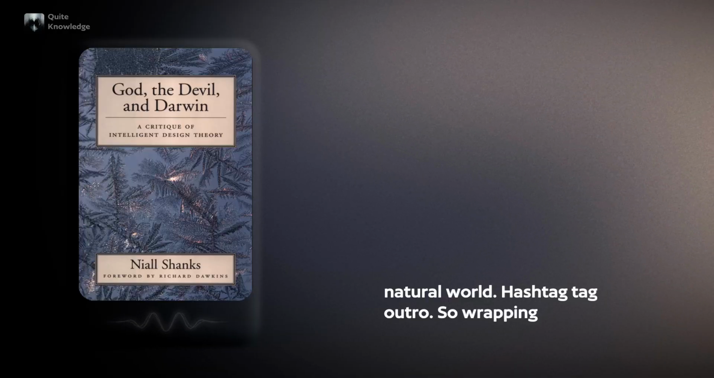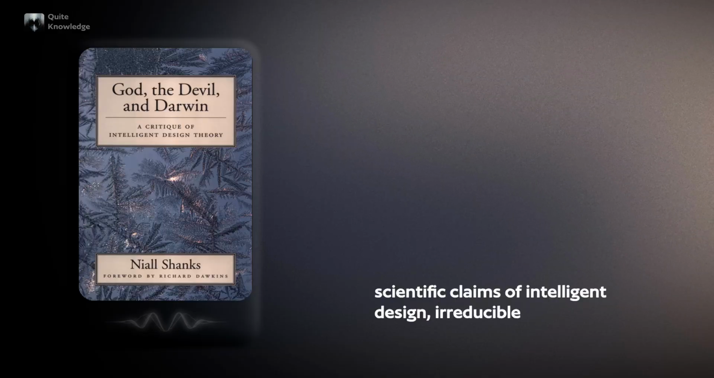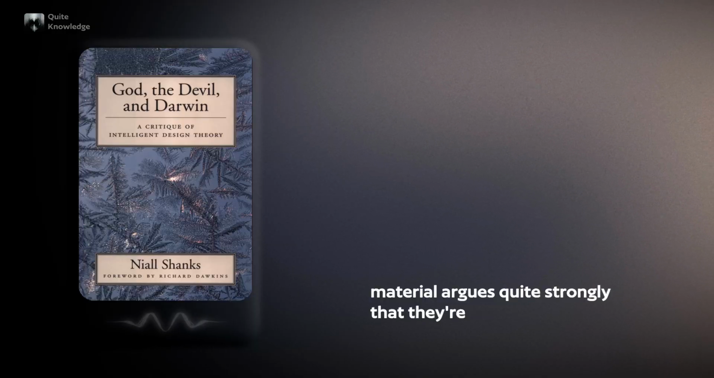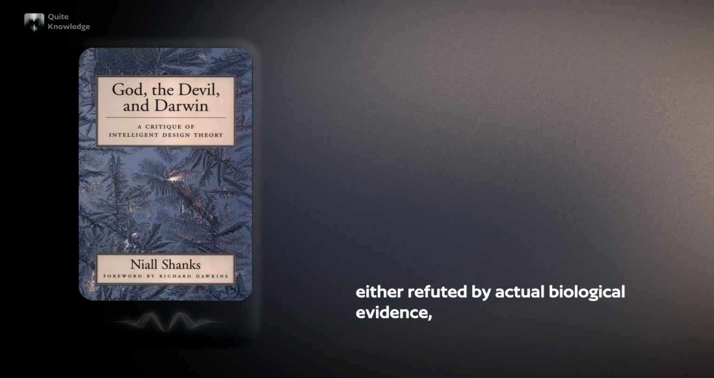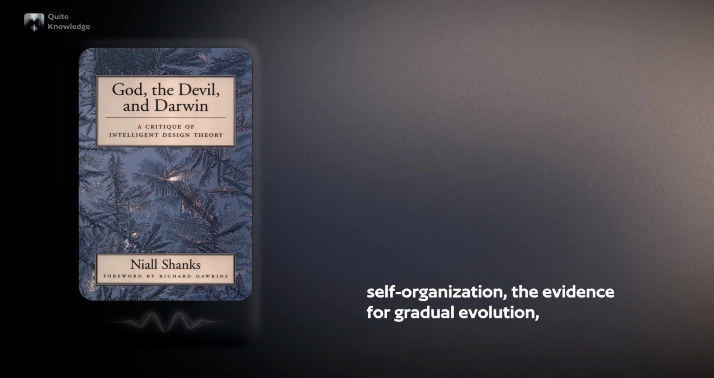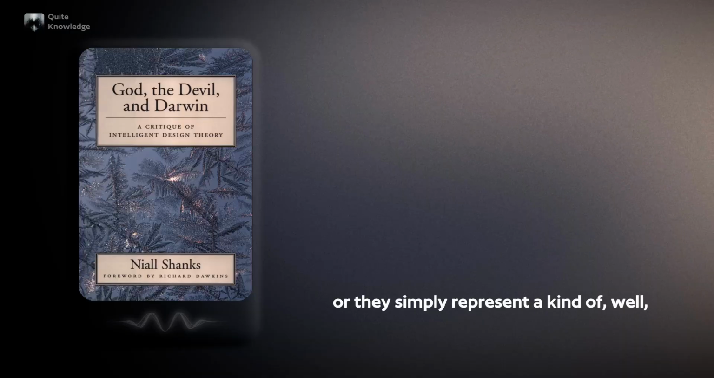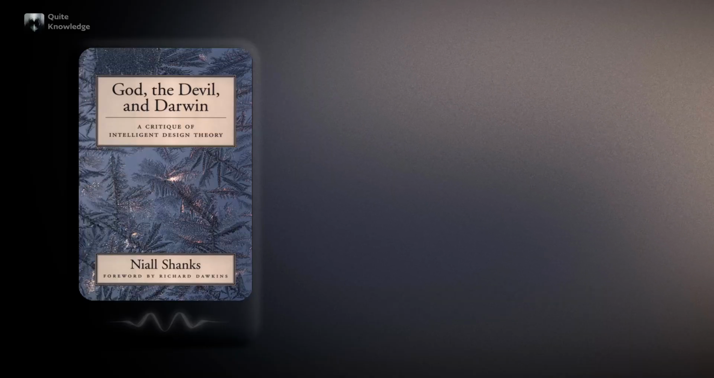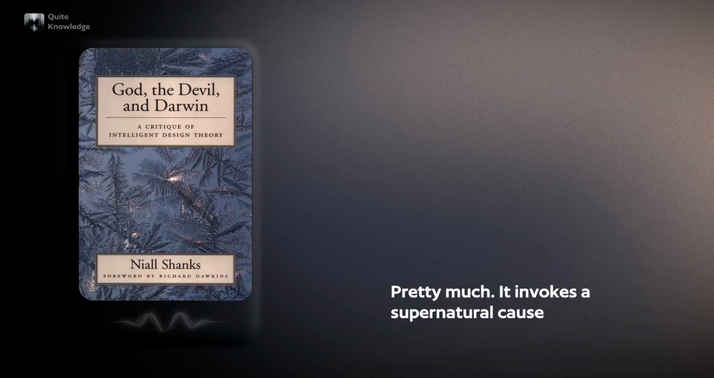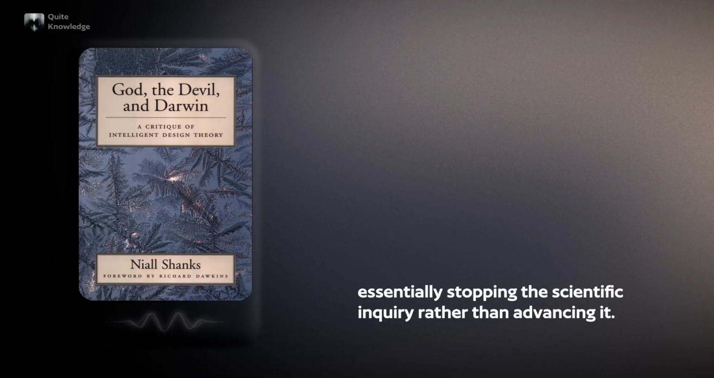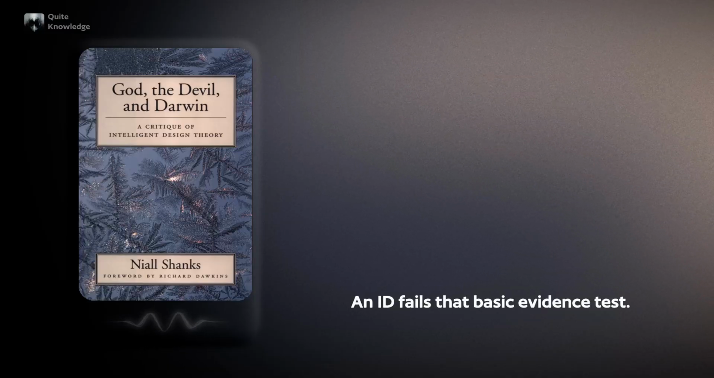So, wrapping this deep dive up, it seems the core scientific claims of intelligent design, irreducible complexity, specified complexity, they don't really hold up under scrutiny. No. The source material argues quite strongly that they're either refuted by actual biological evidence like redundancy, robustness, the power of self-organization, the evidence for gradual evolution, or they simply represent a kind of, well, scientifically lazy and defeatist approach. Giving up when there's a gap in knowledge and just saying, a designer must have done it. Pretty much. It invokes a supernatural cause without providing positive evidence for it, essentially stopping the scientific inquiry rather than advancing it.